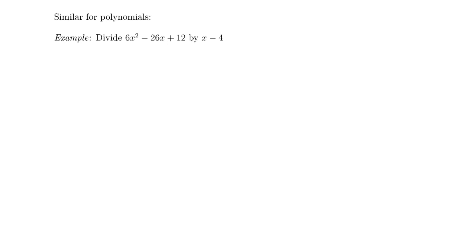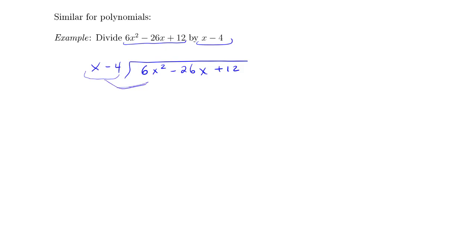So let's try it on some polynomials in a very similar manner. Okay, so we want to divide this polynomial by this polynomial. So we're going to say x minus 4 into 6x squared minus 26x plus 12. Okay, so just like before, we're going to take the divisor and see what we can put it into.